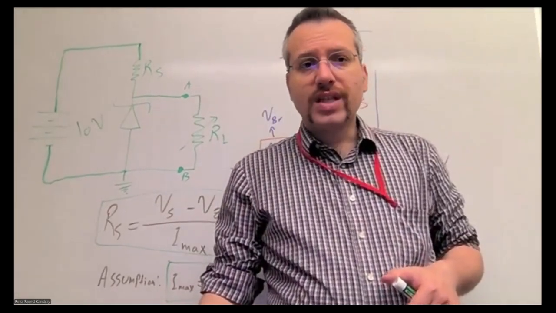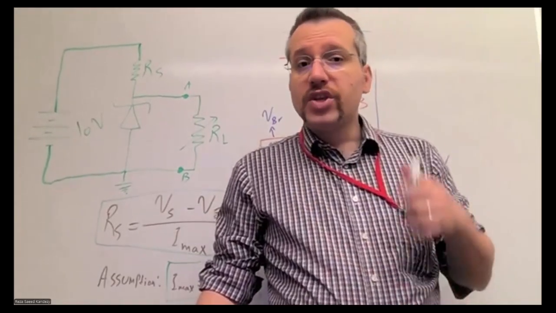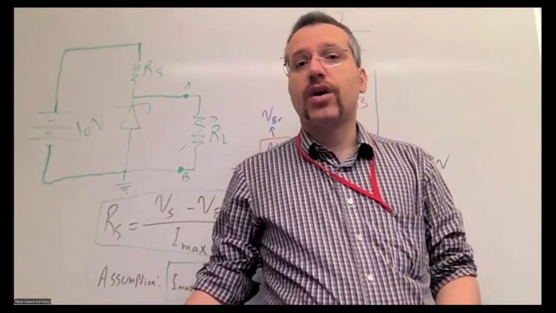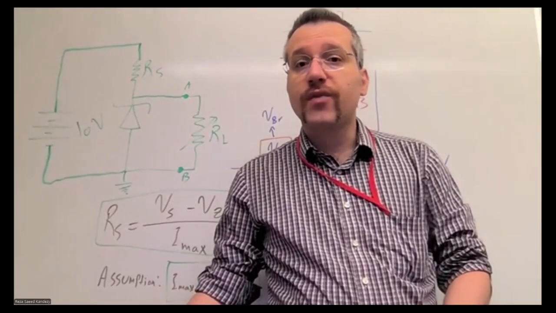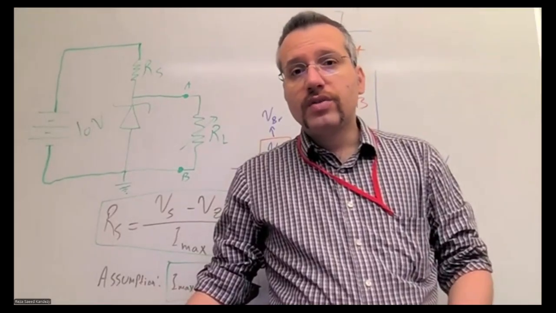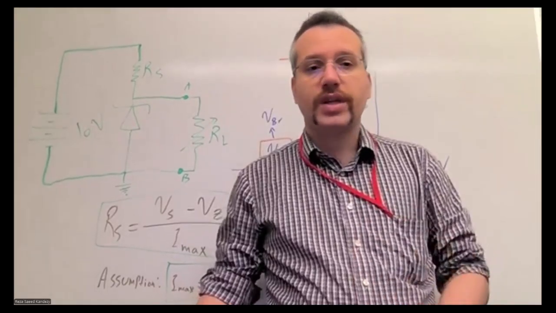Now, we already said we need a series resistor, that RS, which is a very important part. We must add this resistor in series with the Zener diode, because without the resistor, the diode would draw excessive current. So the resistor limits the amount of current that can flow through the Zener.